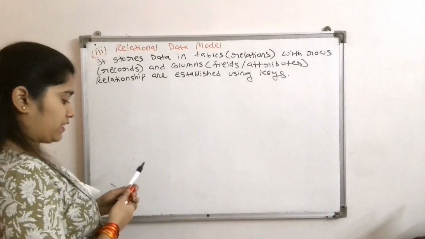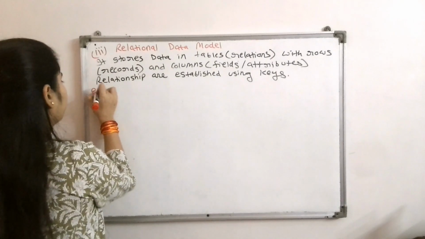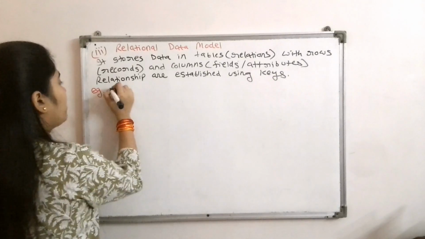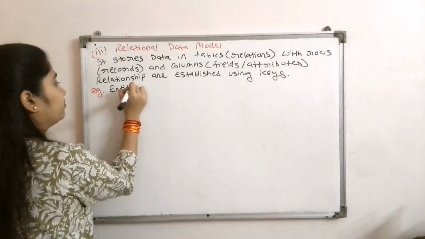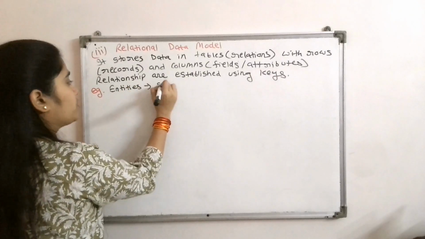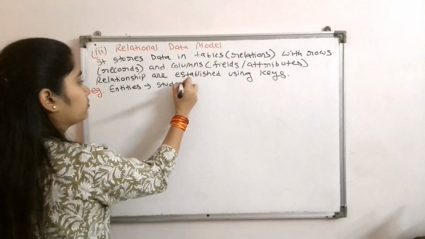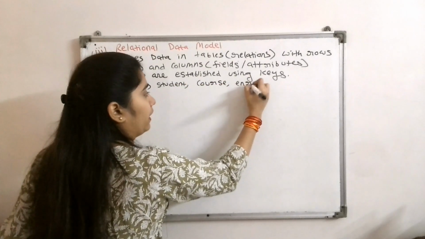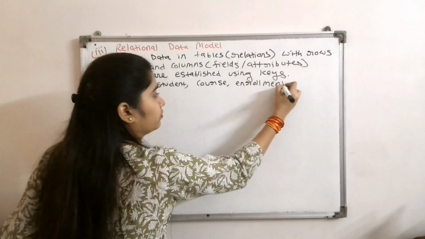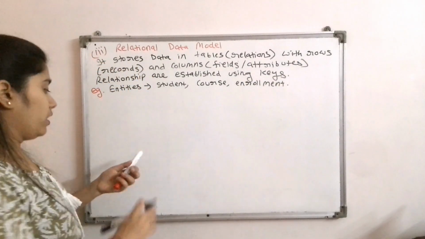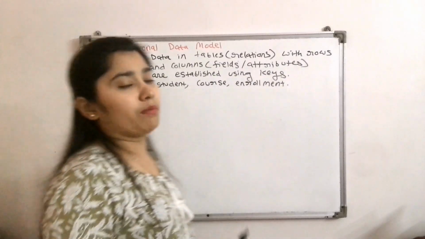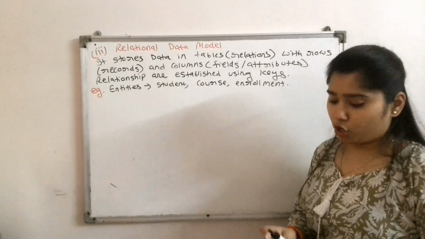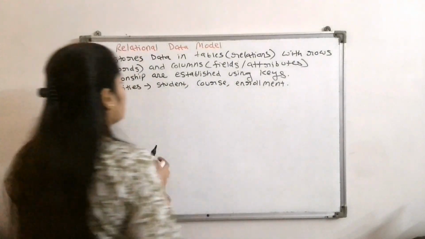Now let's understand the relational data model more clearly using an example. Okay, let's take the example. See, suppose we have the entities of student, course, and enrollment. Okay, now we will make three tables. One of course, one of student, and one of enrollment. First, we will draw the table of the student.